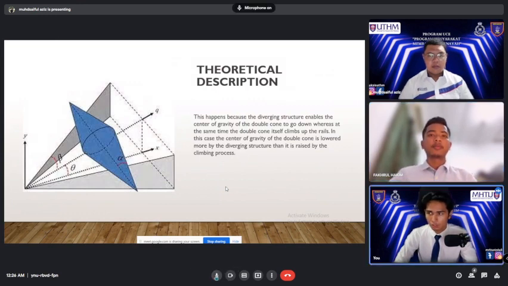So I will continue about theoretical description. This happens because the diverging structure enables the center of gravity of the double cone to go down, whereas at the same time the double cone itself climbs up the rails. In this case, the center of gravity of the double cone is lowered more by the diverging structure than it is raised by the climbing process.